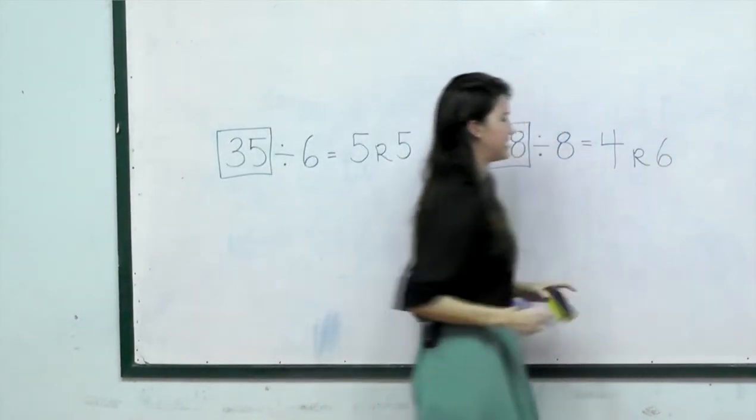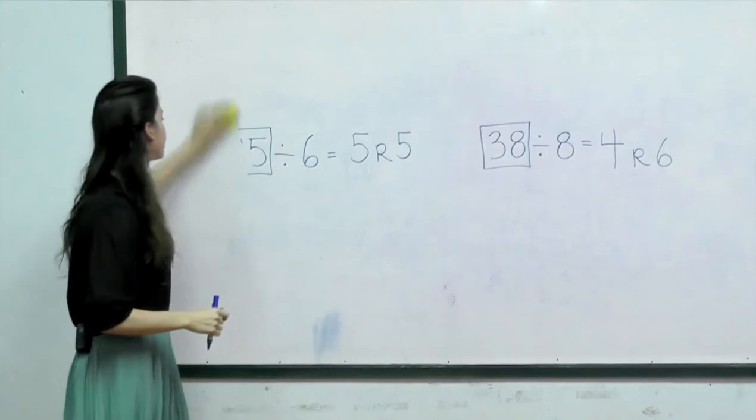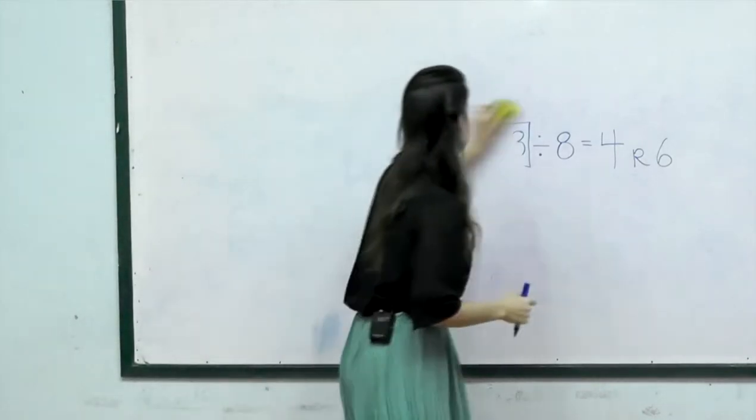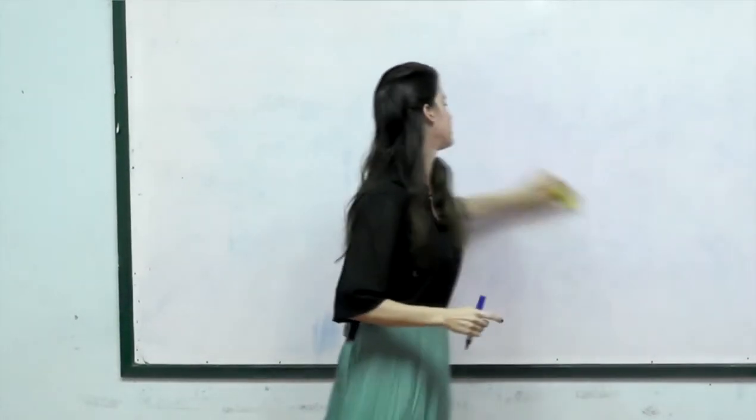33, 34, 35, 36, 37, 38. So it is 6. Very nice job, friends. Great job. Okay, we're going to have some friends come up and help us. Let's have some friends come on up and help us.